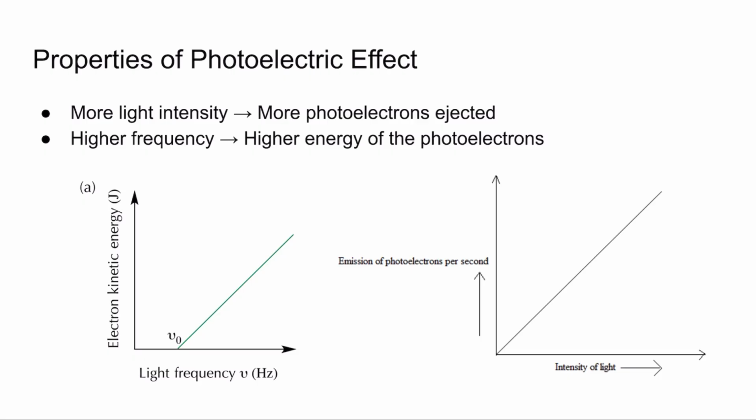These might be concepts that you see on multiple choice questions. Light intensity directly affects the amount of photoelectrons that are ejected from the surface. More light intensity means more photoelectrons. Similarly, frequency and energy also have a direct relationship. A higher frequency results in higher energy of those photoelectrons. The energy of each photoelectron solely depends on frequency. It has no relation with intensity.